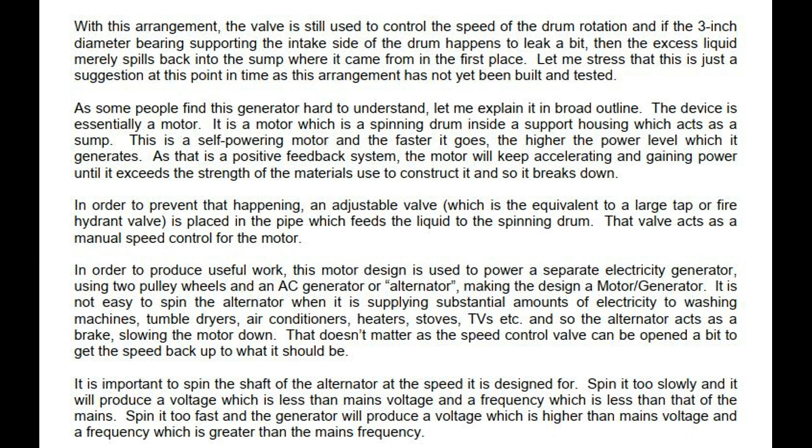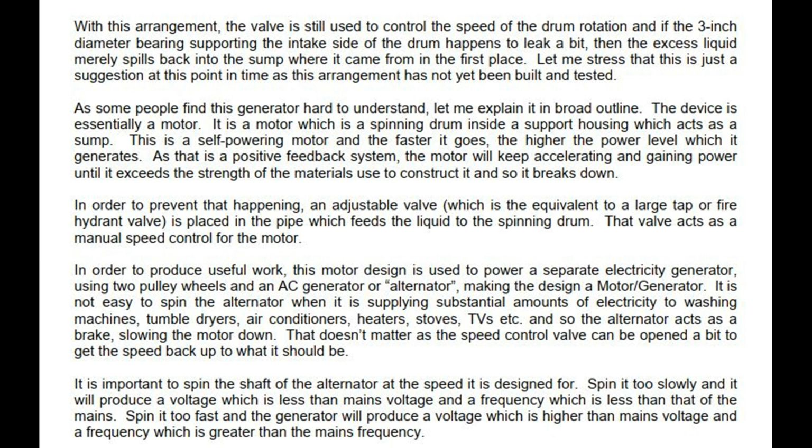That doesn't matter, as the speed control valve can be opened a bit to get the speed back up to what it should be. It is important to spin the shaft of the alternator at the speed it is designed for. Spin it too slowly and it will produce a voltage which is less than mains voltage and a frequency which is less than that of the mains. Spin it too fast and the generator will produce a voltage which is higher than mains voltage and a frequency which is greater than the mains frequency.